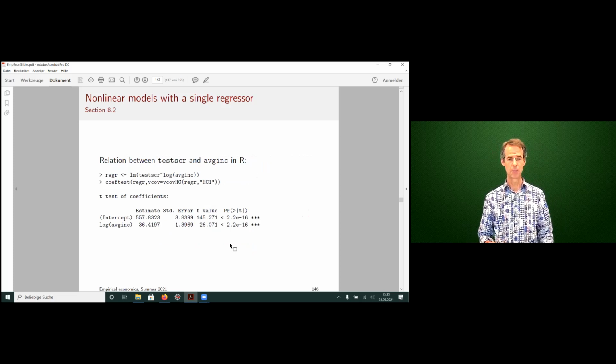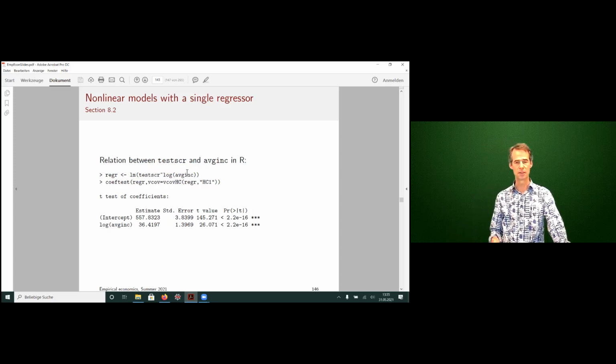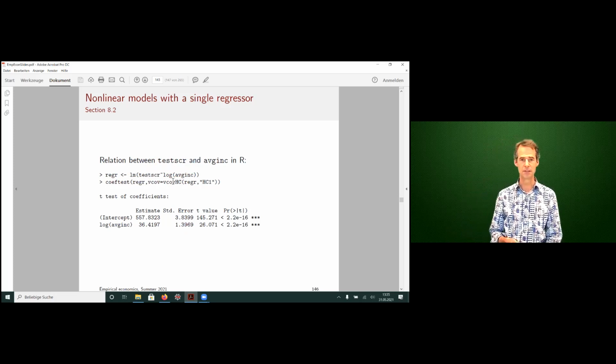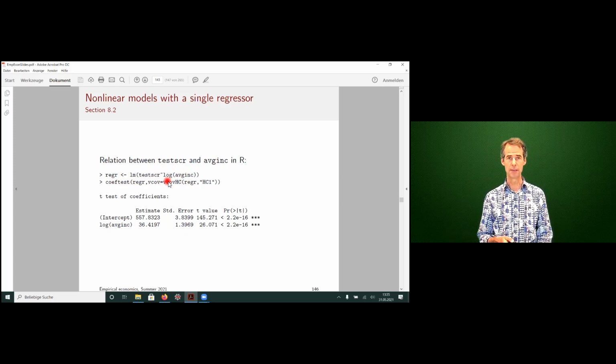All right, here we do that in R. So we compute our regression object using the linear model command. On the left-hand side of the formula, we have the test score. And on the right-hand side, we do not include the average income, but the log of the average income. And in contrast to what you've just seen for the polynomial model, you do not need this capital I function here. So just really type in log of average income. The only difficulty is that log is the natural log in R. So you do not type in ln.